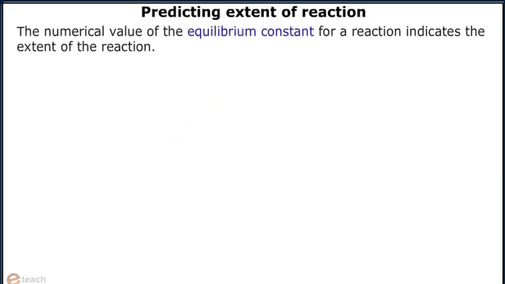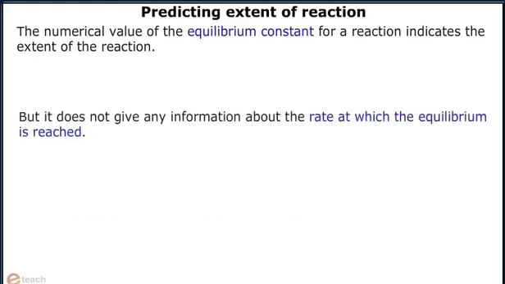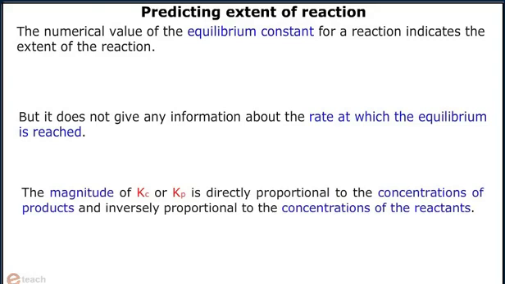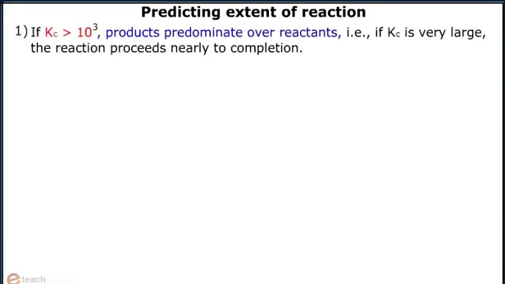Predicting extent of reaction. The numerical value of the equilibrium constant for a reaction indicates the extent of the reaction, but it does not give any information about the rate at which the equilibrium is reached. The magnitude of Kc or Kp is directly proportional to the concentrations of products and inversely proportional to the concentration of reactant. If Kc is greater than 10^3, products predominate over reactant. That is, if Kc is very large, the reaction proceeds nearly to completion.